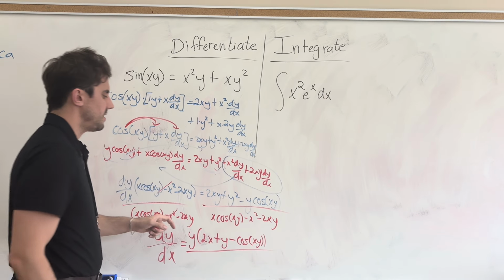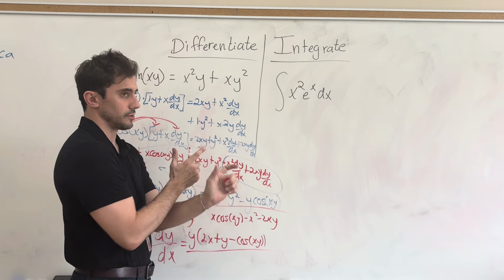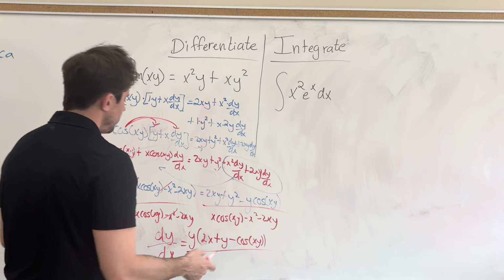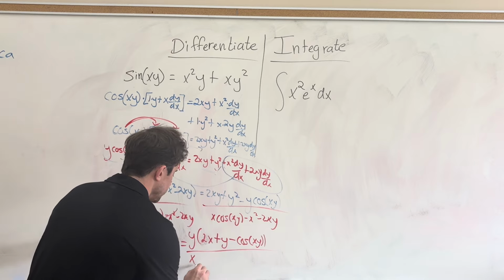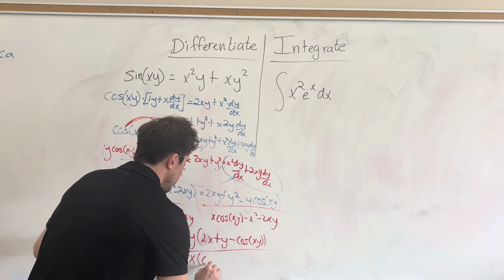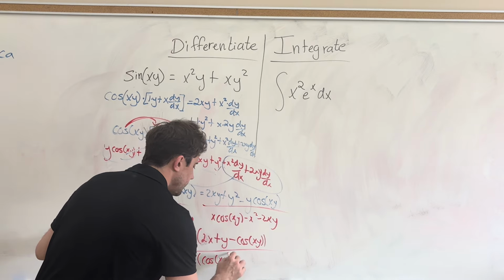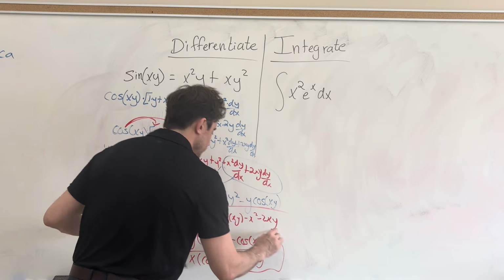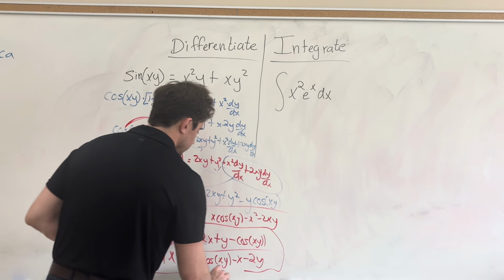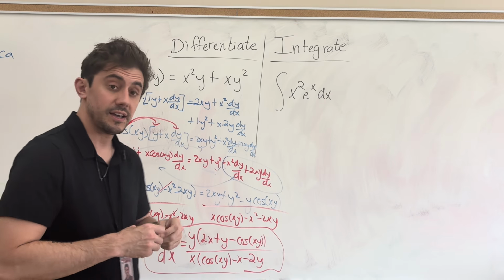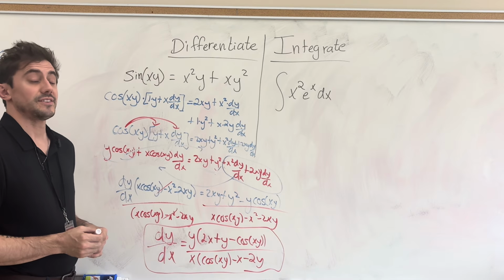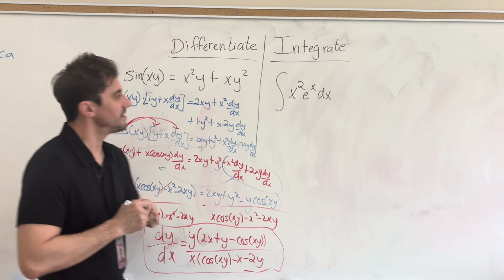all over, and then kind of conversely or similarly, we can factor an x out of each term in the denominator. Let's do that to simplify as much as we can. So we'll do all over x times cos of xy minus x minus 2y. And here is our final answer. That was a nice one. So that's the derivatives portion.